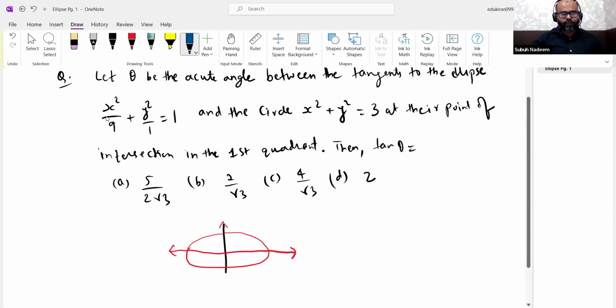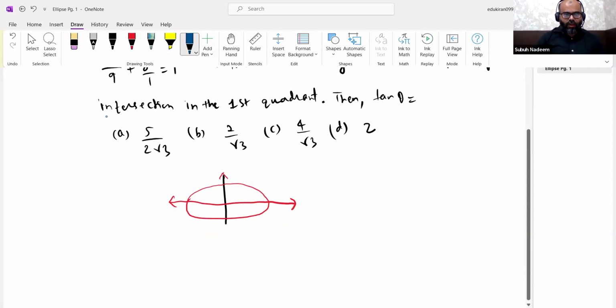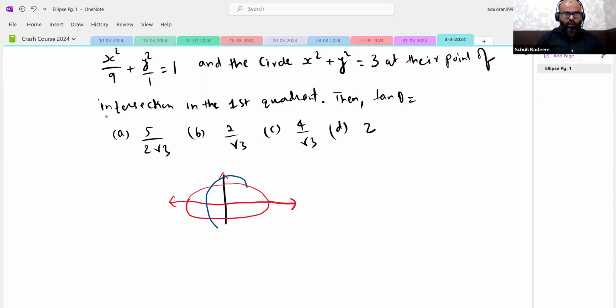Circle would be like this. So this point is 3 comma 0. This point is minus 3 comma 0. This point is 0 comma 1. This point is 0 comma minus 1. This is the origin. And the circle is having radius root 3. So it is 0 comma root 3 here, which is greater than 1. So root 3, the radius of the circle, is greater than 1, but smaller than 3.